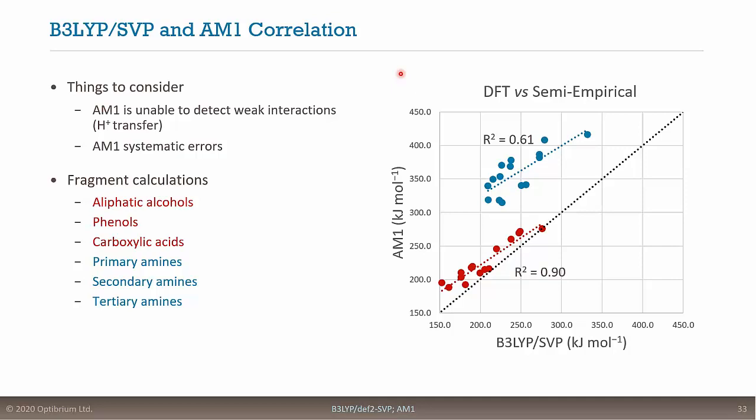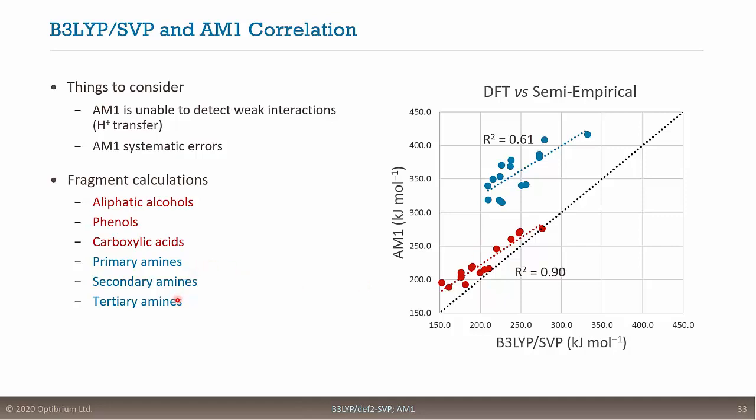First of all, AM1 is unable to detect weak interactions, so for example, proton transfer. So we felt really lucky to leave the proton transfers out from the UGT reaction mechanism. But also you have to take into account that AM1 is known to make systematic errors. And I have 6 examples here, 3 from O-glucuronidation and 3 from N-glucuronidation. And you can see that if we calculate the activation energy with DFT and with AM1, then for O-glucuronidation, you can see it correlates pretty well.